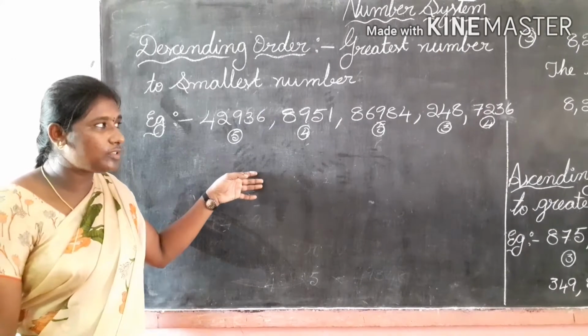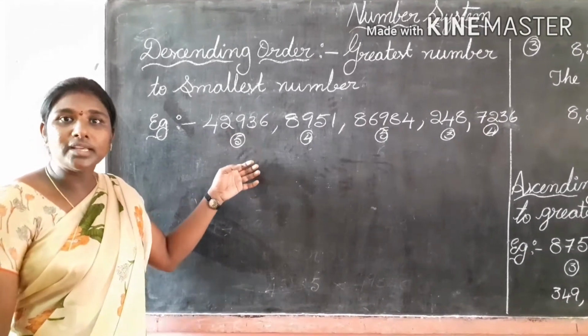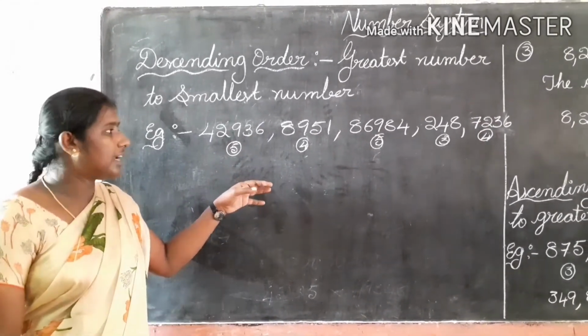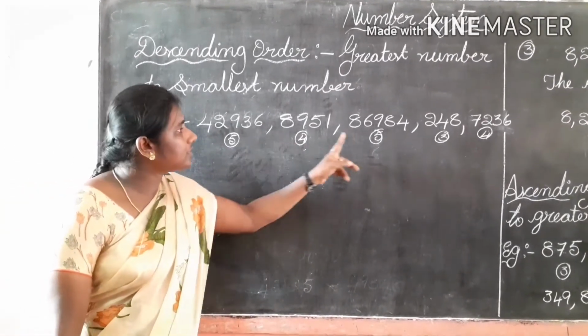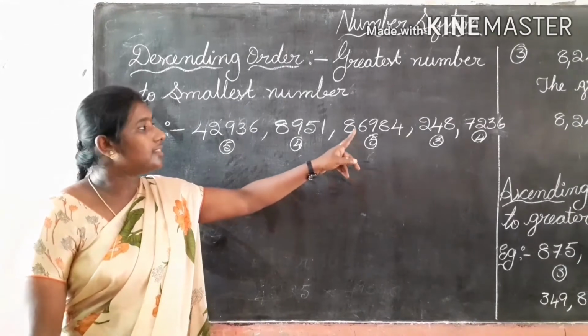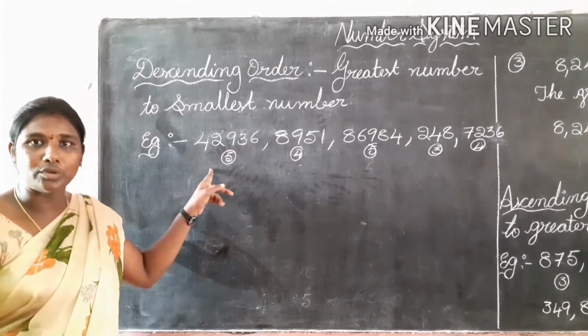How can we find which is the greatest number? Which number is containing more number of digits? That is the greatest number. Here the bigger number of digits is 5. Then the 5-digit numbers are 2 here. Then in these 2, we have to check which is the greater one.